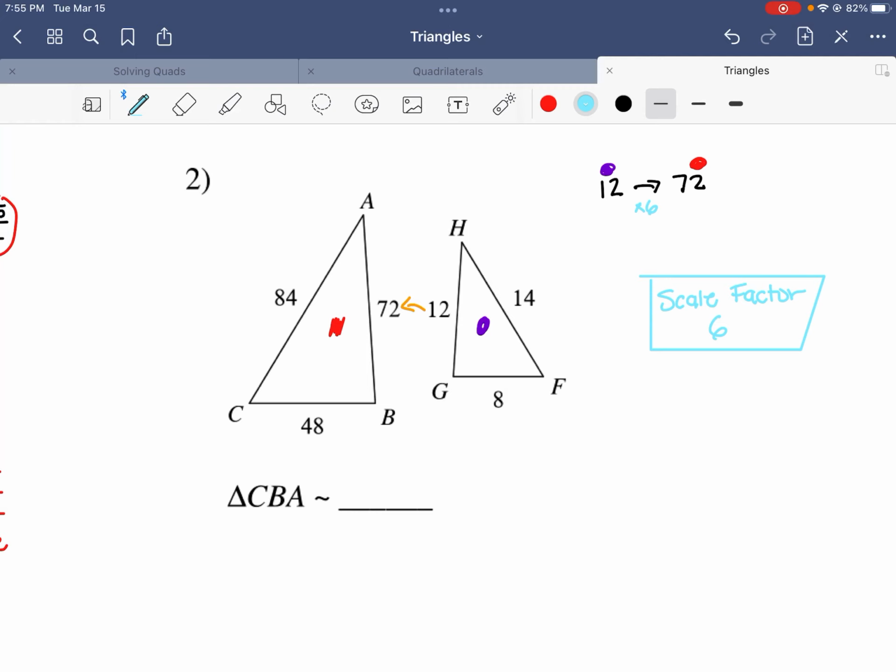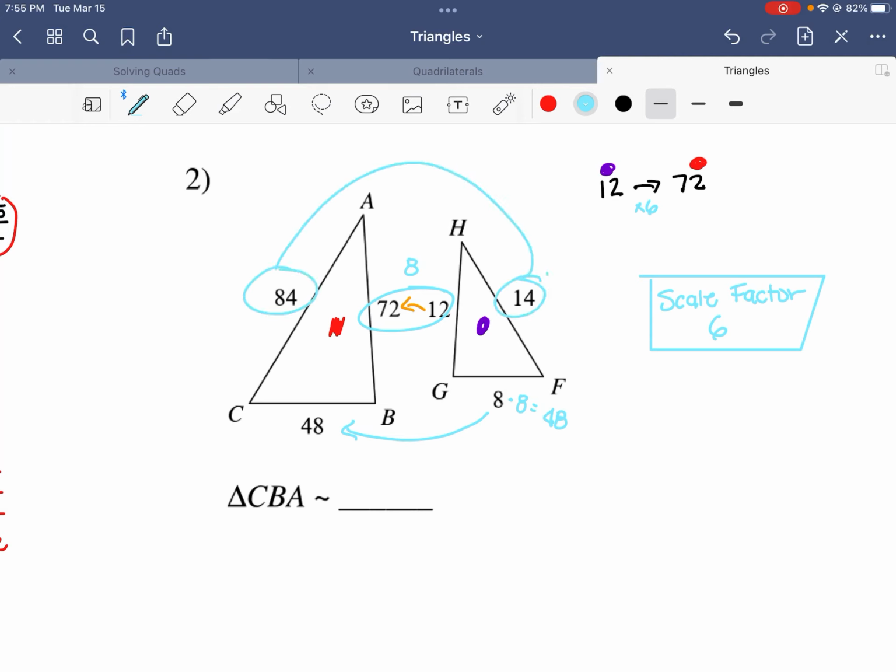So let's check. This is correct. This is by 8. Now let's check this one. What's 8 times 8? If you whip out a calculator, we get that this is 48. So, oh, that one's proportionate. Good job. Now let's check these two.